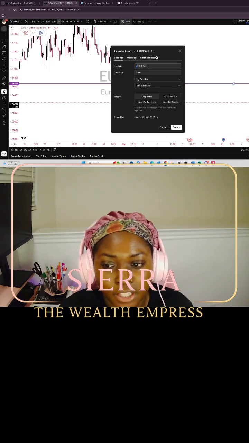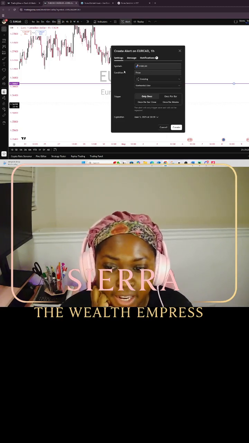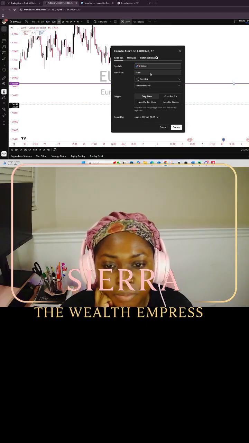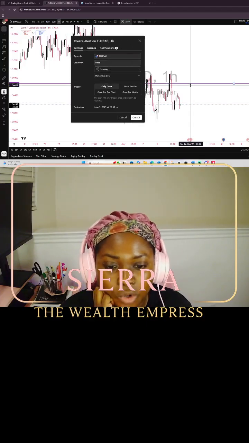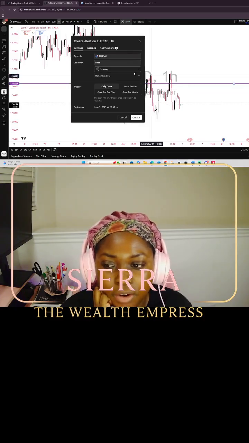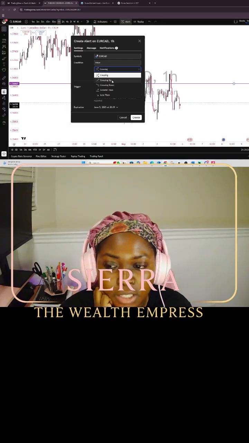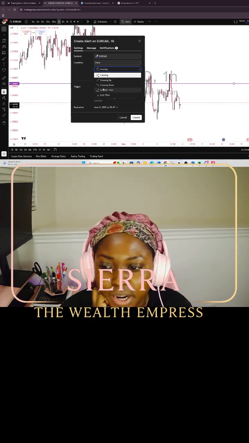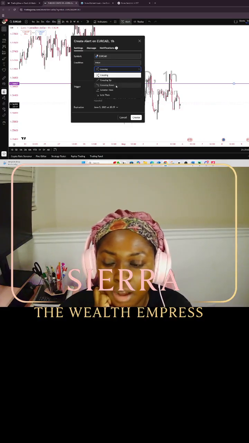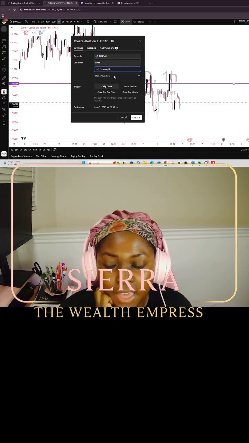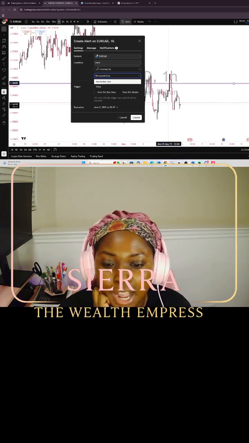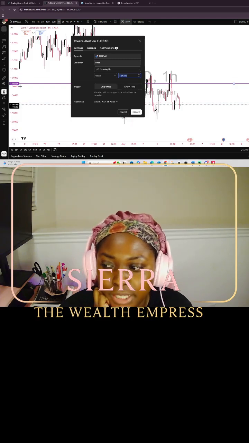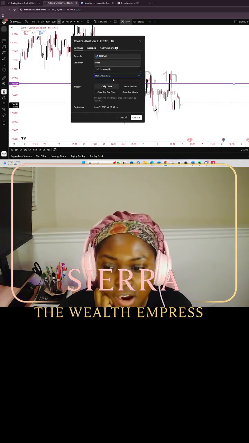All right. And so it is a symbol, EuroCAD, condition is price. All right. And then after price, you want the alert to go off when price crosses up or crosses down. So you have crossing up, crossing down, greater than, less than. Greater or less than is like literally the same thing as crossing up and down, right? So I just use crossing up or down, okay? And then horizontal line, or you can do value where you can type in the price, okay? But I just do horizontal line, all right?